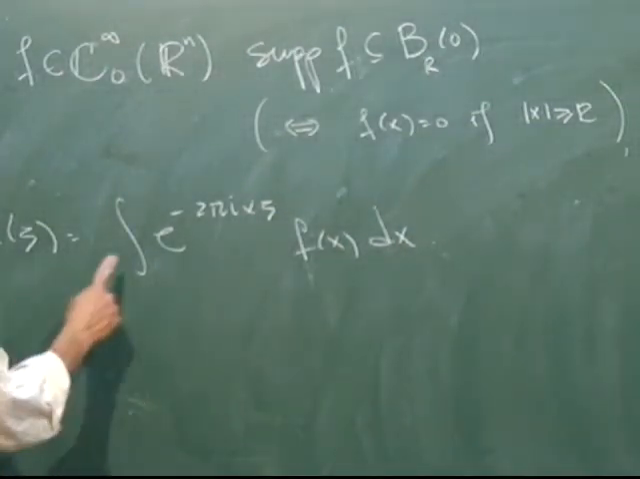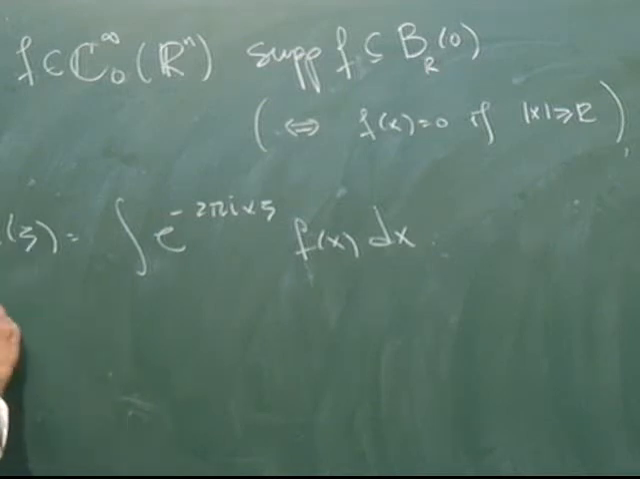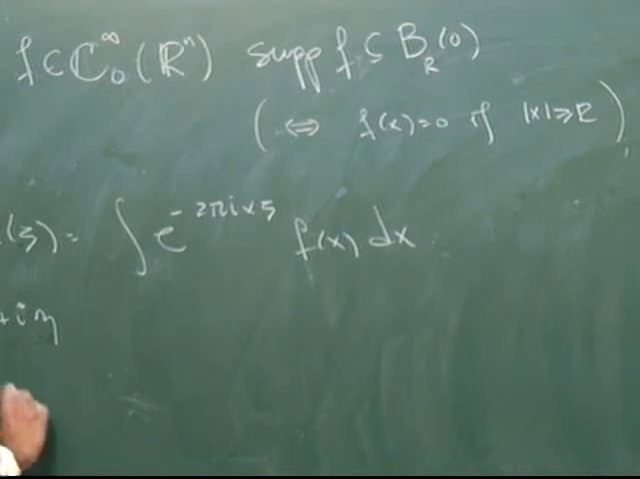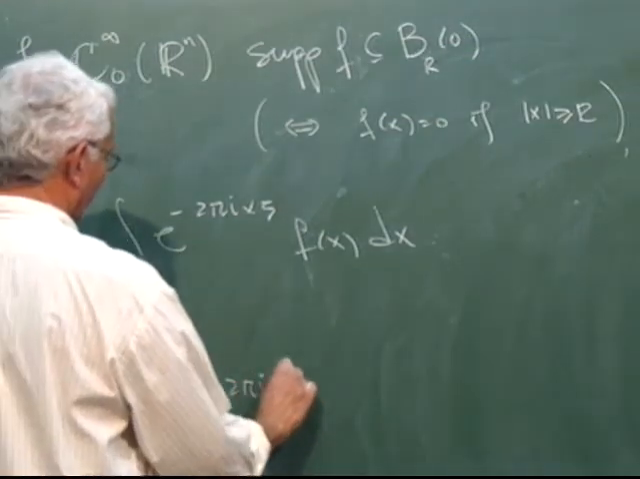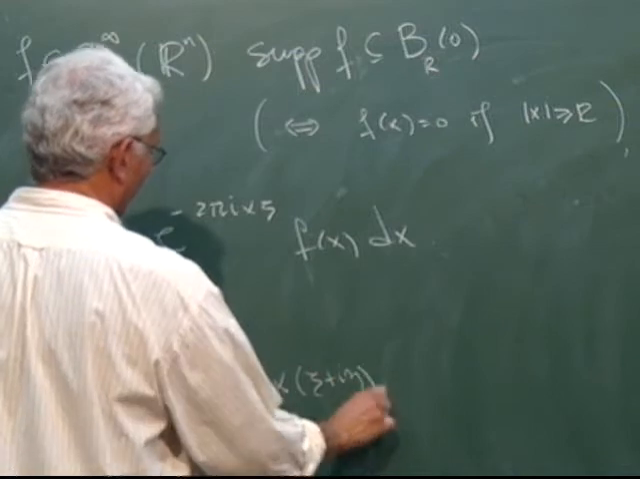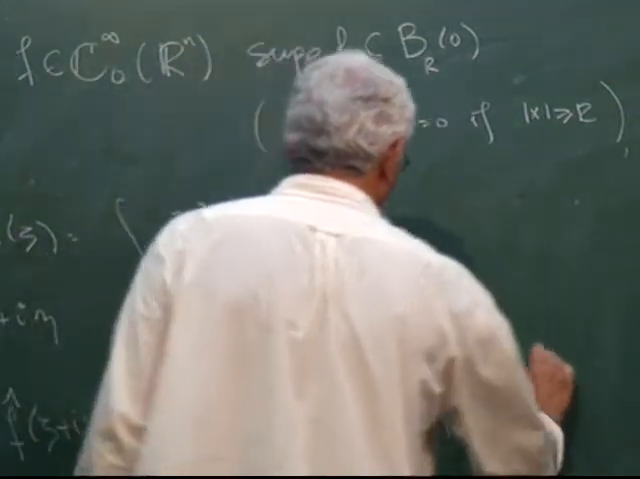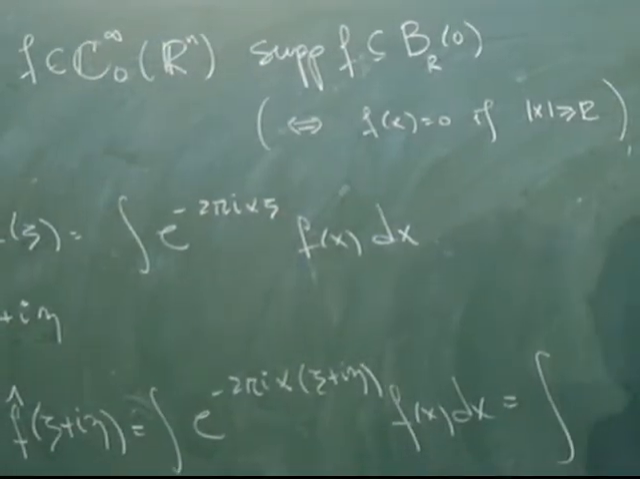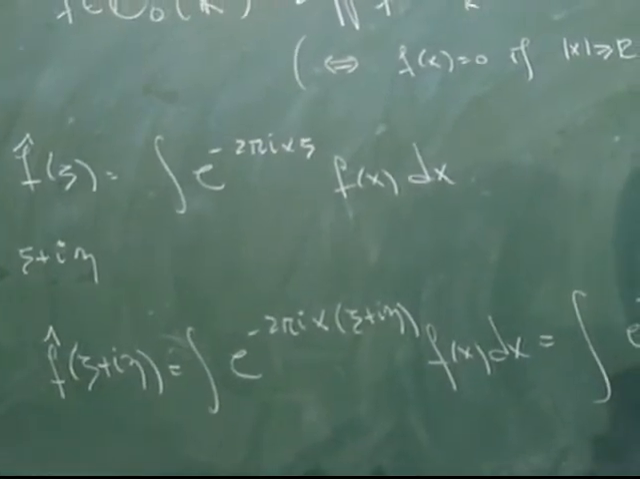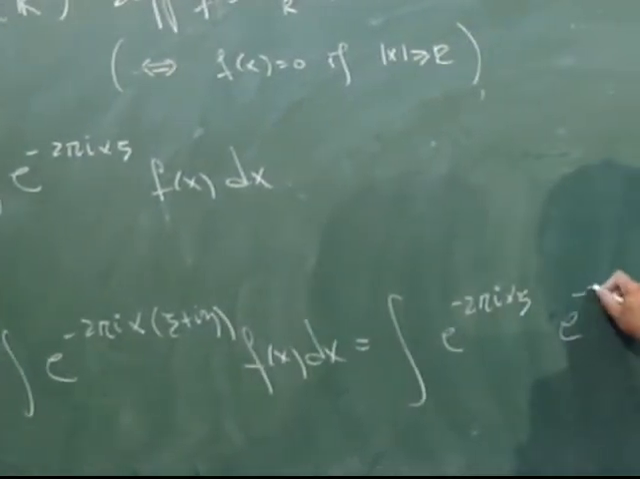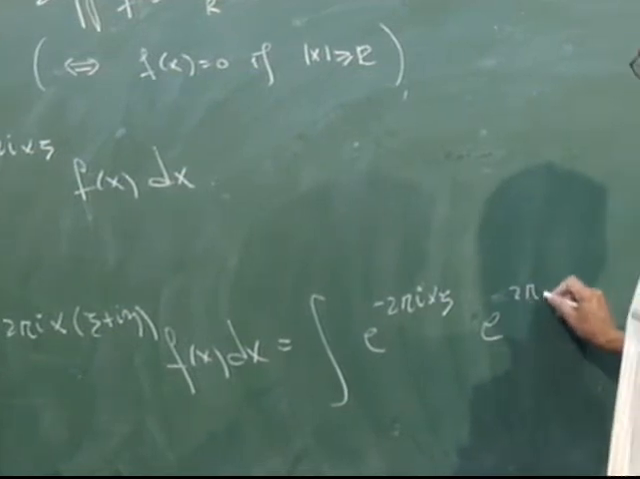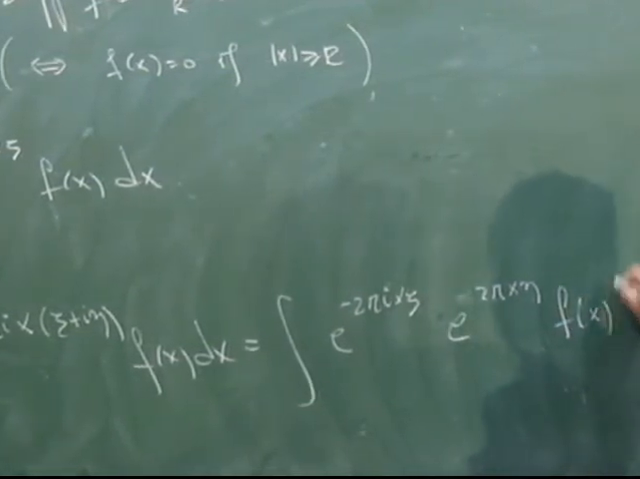Then, in particular, suppose that I decide to extend this analytically. Suppose that I write this as a complex variable, doing each component exactly the same. What you get here is the exponential of minus 2 pi i x dot xi, times e to the plus 2 pi x dot eta, f of x dx.